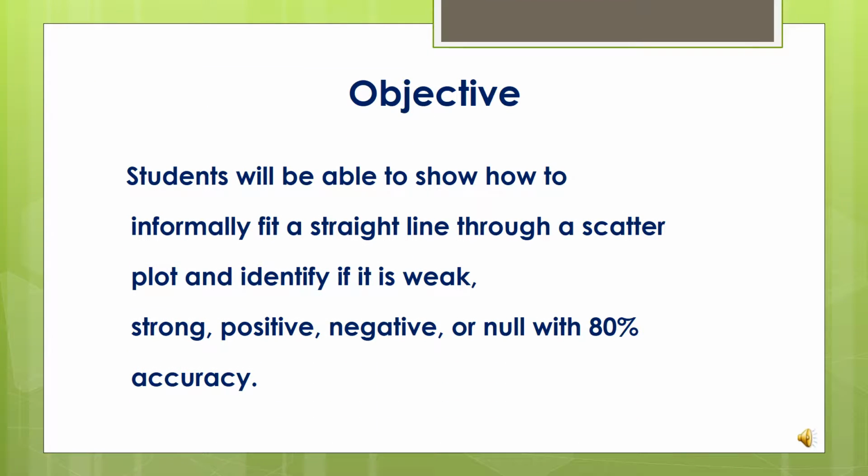Today's objectives are to informally fit a line through a scatter plot and then identify if it is weak or strong, whether it's positive or negative, or if it's a member of the null set with no correlations seen. You will be given a quiz at the end of the lesson, and it's expected that you're going to have an 80% accuracy.